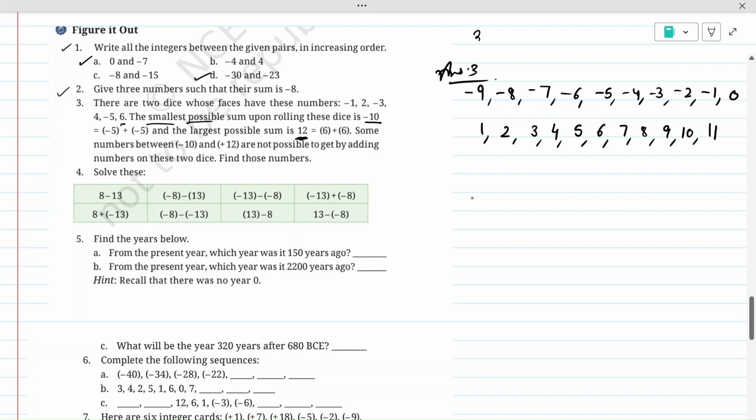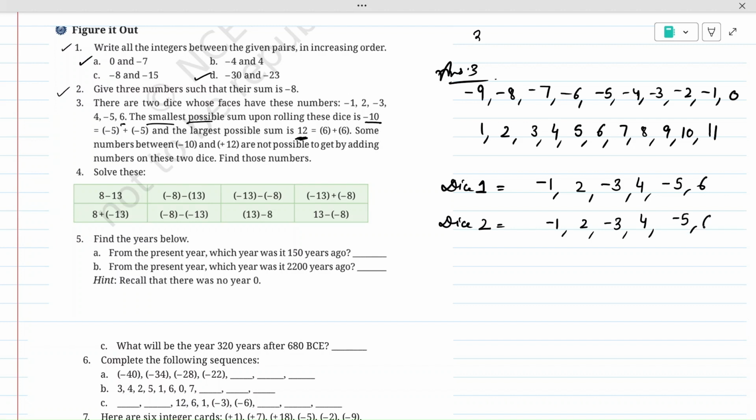Okay, now we have two dice. So dice 1 can have the numbers -1, 2, -3, 4, -5 and 6. Similarly, the second dice will also have these numbers on it. Okay, so now what we have to do is, when we roll these dice, we have to find out which of the combinations is not possible. Okay, so let's start with these both dice.